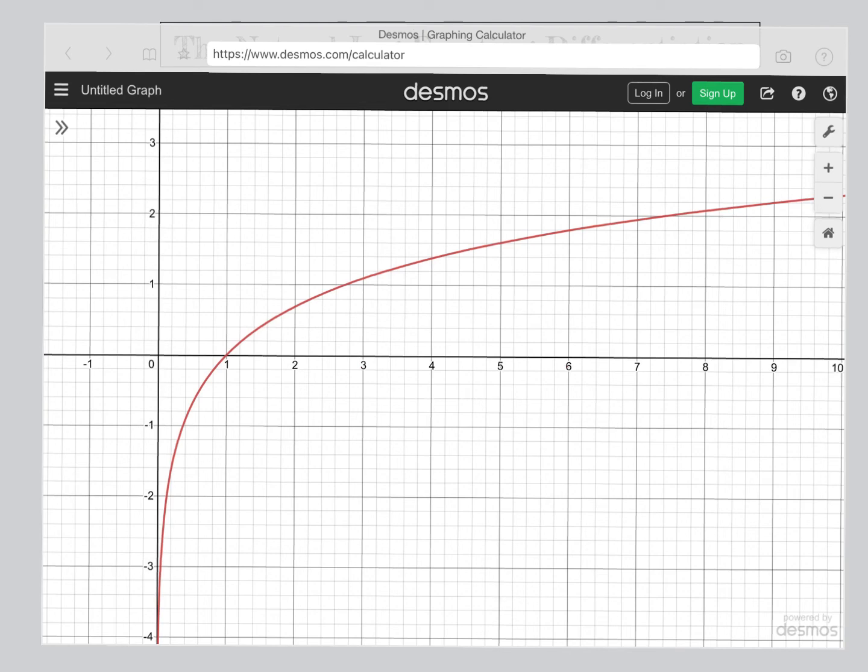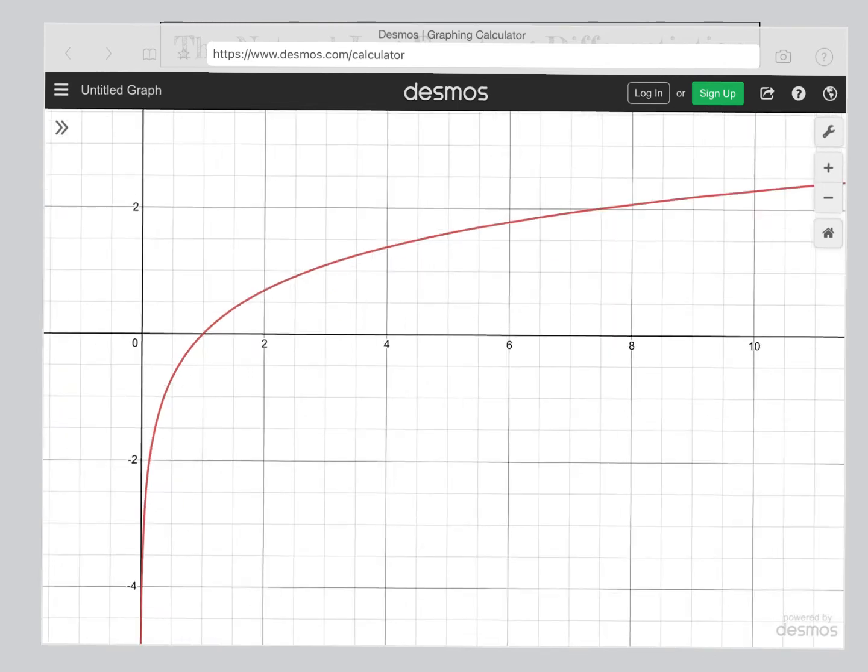Then as we zoom in and out here, we can see that this is what the graph of the natural log of x looks like.